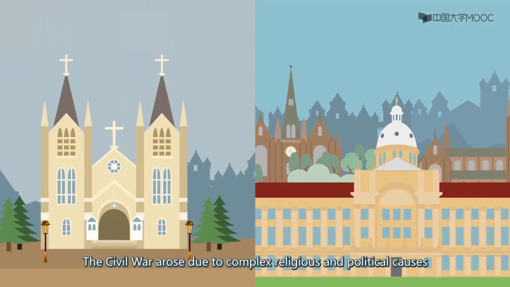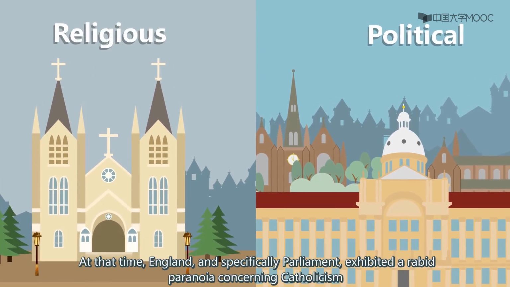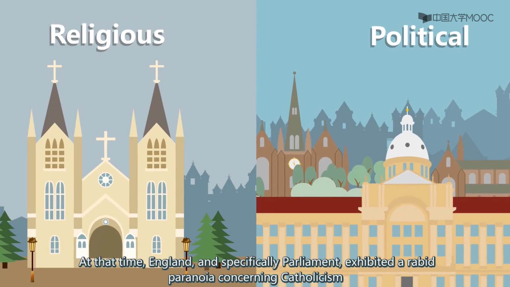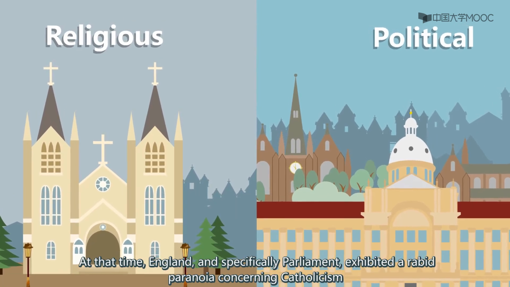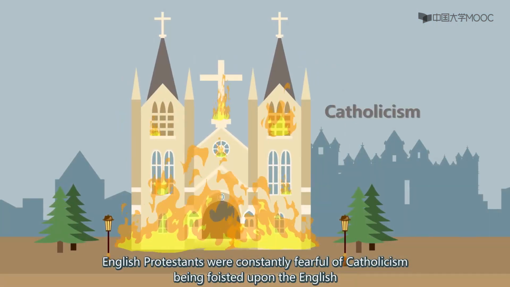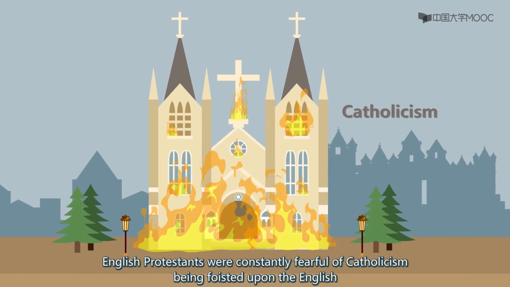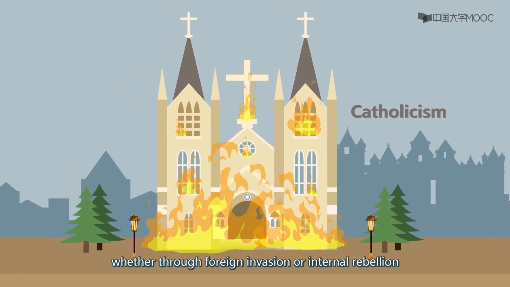The Civil War arose due to complex religious and political causes. At that time, England, and specifically Parliament, exhibited a rabid paranoia concerning Catholicism. English Protestants were constantly fearful of Catholicism being foisted upon the English, whether through foreign invasions or internal rebellion.